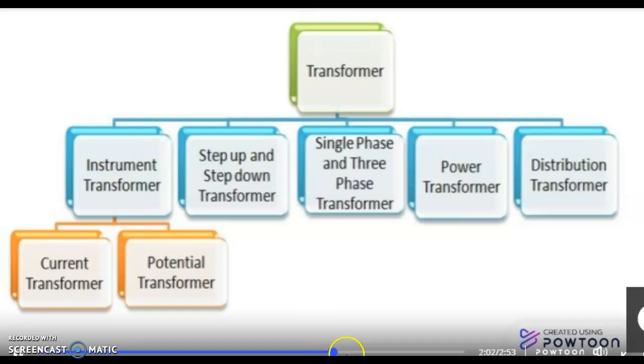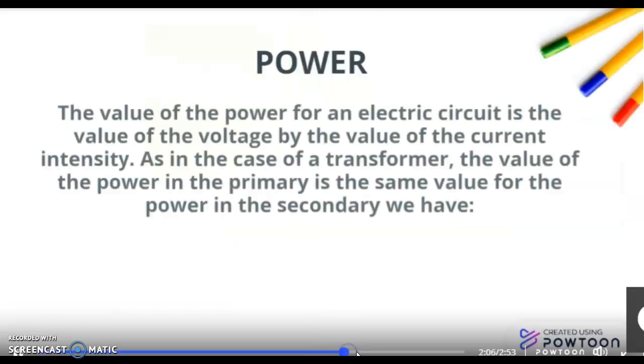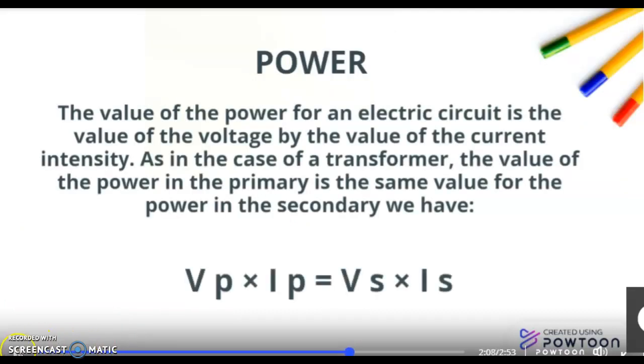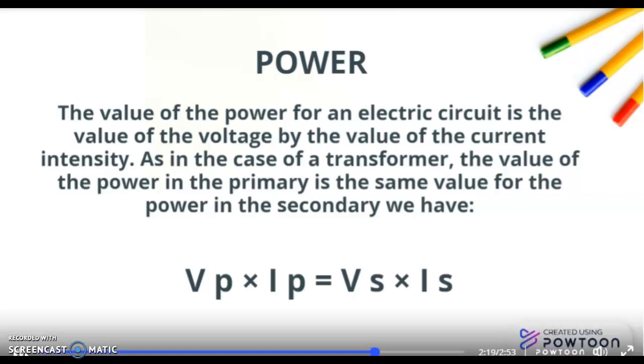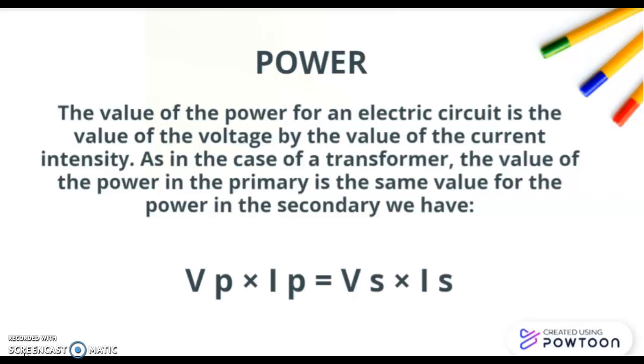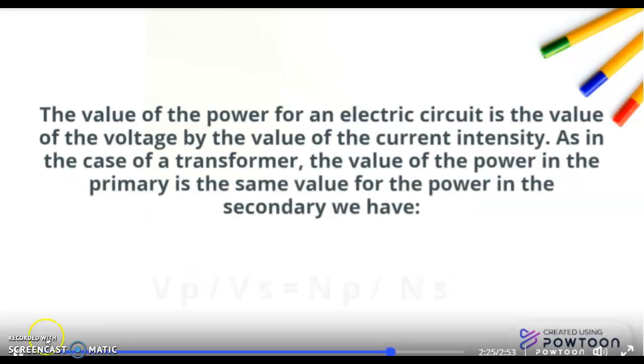Next, we will see power. The value of power for an electric circuit is the value of voltage times the value of current intensity. In the case of a transformer, the value of the power in the primary is the same as the value of the power in the secondary. We have that represented as VPIP is equal to VSIS. P suffix means primary, S represents secondary.